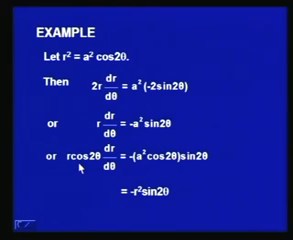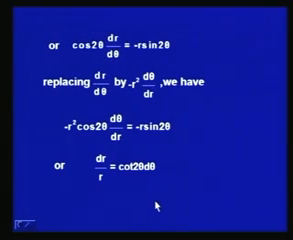So, we multiply both sides of r dr by d theta equal to minus a square sin 2 theta by cos 2 theta and get r cos 2 theta dr by d theta equal to minus a square cos 2 theta into sin 2 theta. We replace a square cos 2 theta by r square, and so we will get the right hand side as minus r square sin 2 theta. We can say cos 2 theta dr by d theta is equal to minus r sin 2 theta.